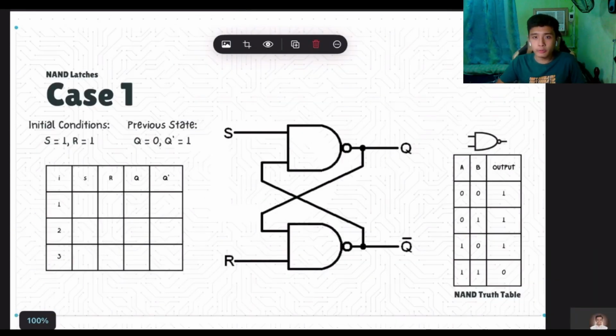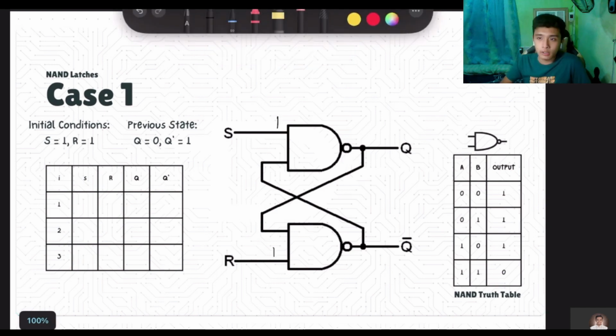Now we're going to proceed with the first case, wherein the initial conditions are S equals 1 and R equals 1. We're going to illustrate how these NAND latches work. According to this presentation, the previous state is Q equals 0 and Q not equals 1. The Q not will serve as the input for S, or set. Meanwhile, the value of Q serves as an input for R.